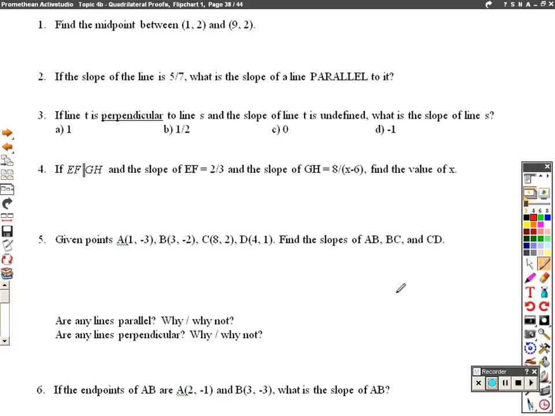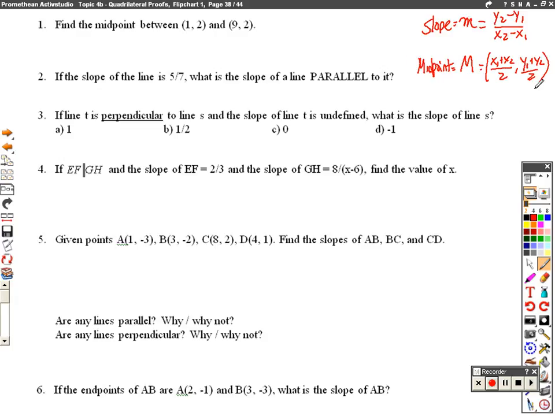Alright guys, let's look at the front of your review sheet and let's look at the coordinate geometry stuff. The formulas that you need to know are the slope, which I'm going to refer to as little m, is y2 minus y1 over x2 minus x1. And you also need to know the midpoint, which I'm going to refer to as big M, is x1 plus x2 over 2, comma y1 plus y2 over 2. And these formulas you need to know.